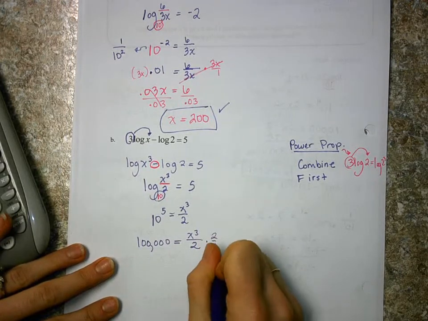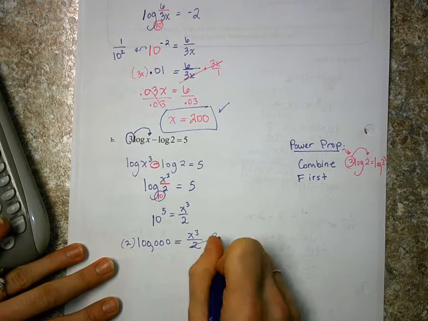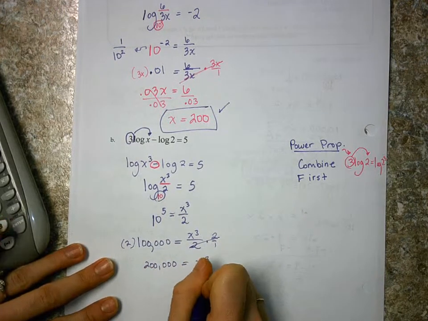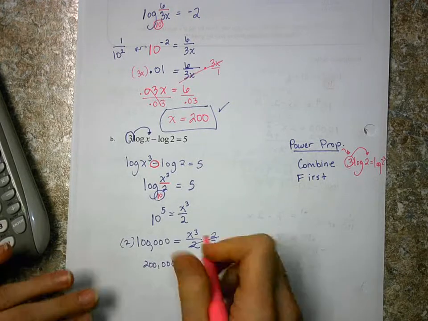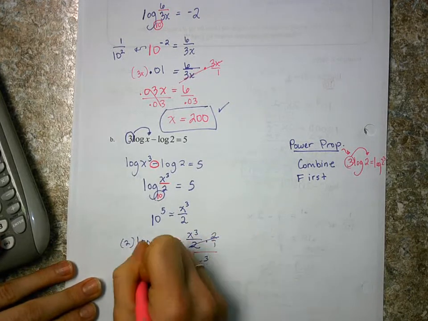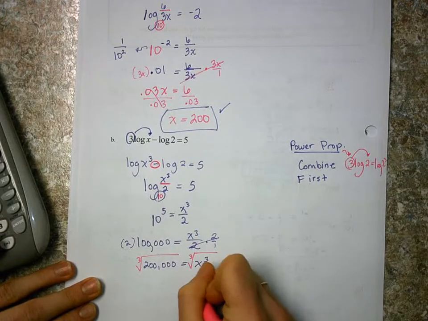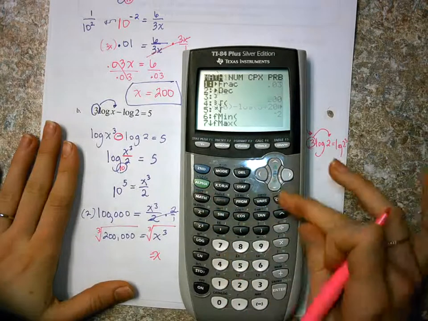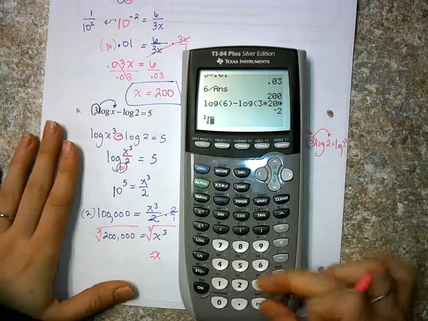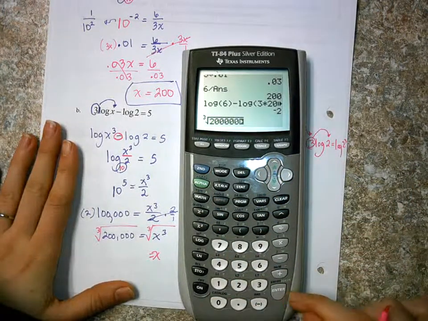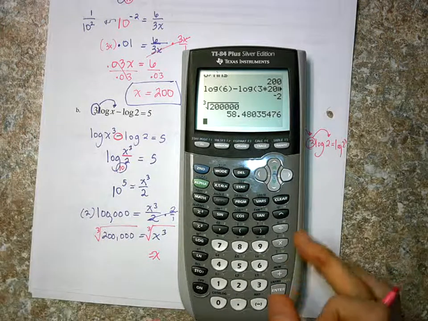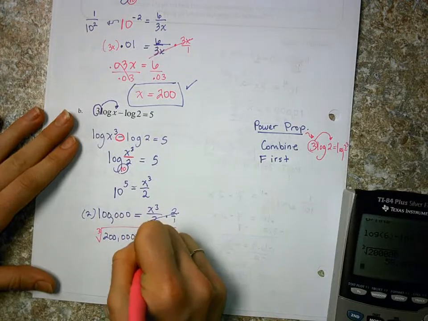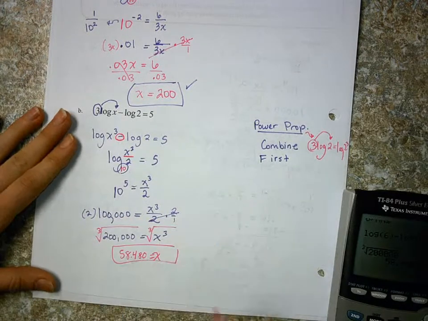Multiply both sides by 2 to get x alone. So we have 200,000 is equal to x cubed. What undoes a cube? A cubed root. So we're going to take the cubed root of both sides. On our calculator, we're going to go to math option 3. Cubed root of 200,000 is 58.480. So remember, it's not enough to just box it.